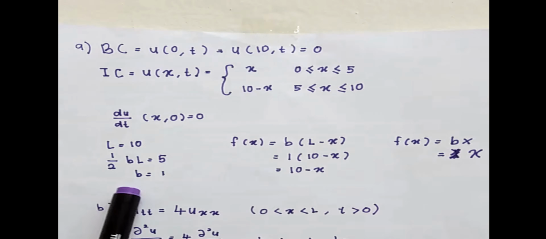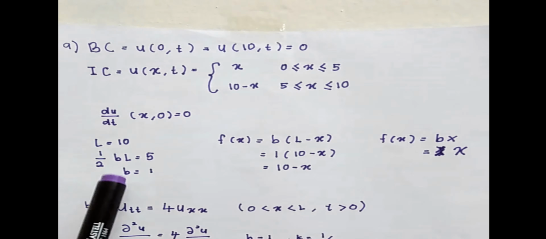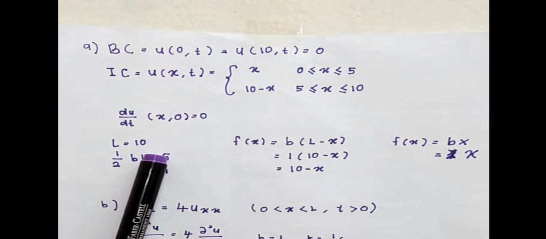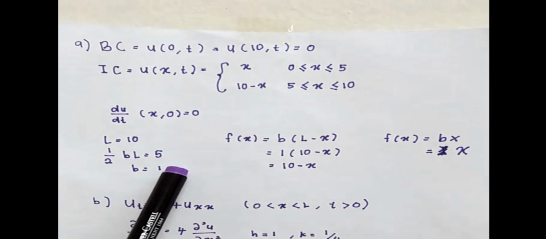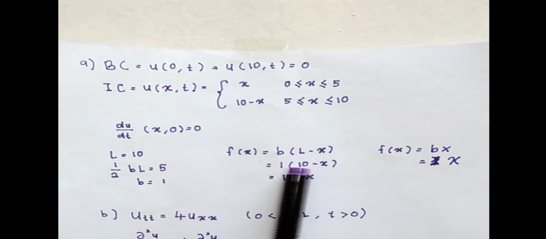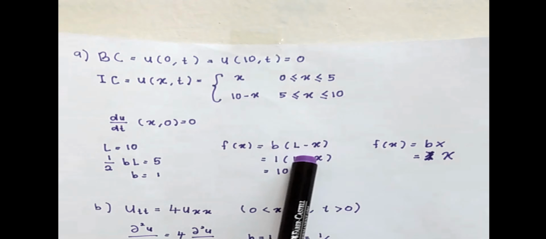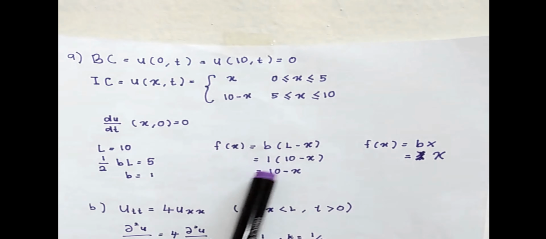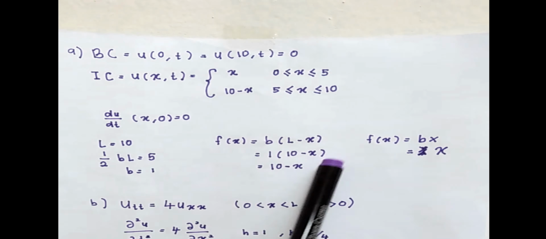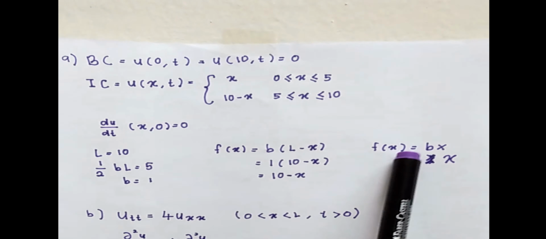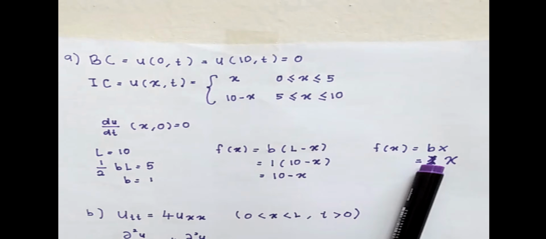Based on the question given, we come up with the important keywords. The first one is L equals 10. 1 over 2 BL equals 5, from which we can find B equals 1. Next, f(x) equals b(L minus x), and we know that b equals 1. So we substitute b equals 1 and we get 10 minus x. Next, f(x) equals bx. We substitute b with 1 and we get x.